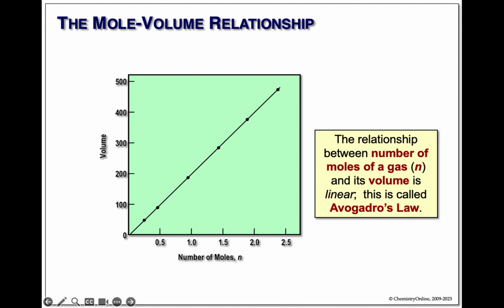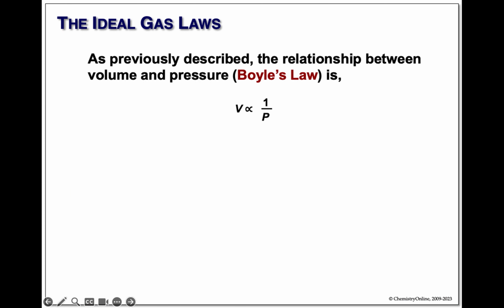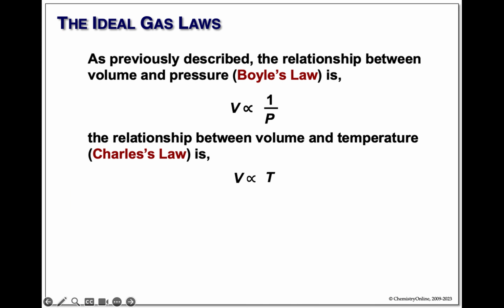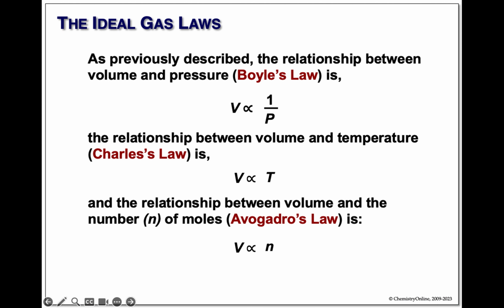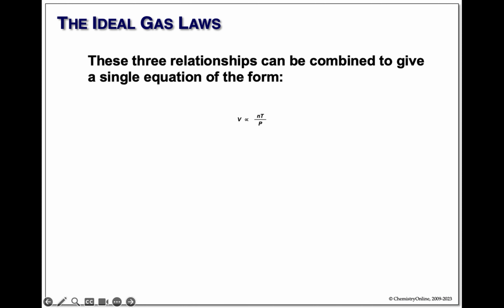Boyle told us volume was proportional to 1 over P. Charles said volume was proportional to T. And Avogadro said volume was proportional to N, the number of moles. Well, if volume is proportional to all three of these, you can simply multiply them all together, and it's still going to be proportional. So we can write it this way. Volume is going to be proportional to NT over P.